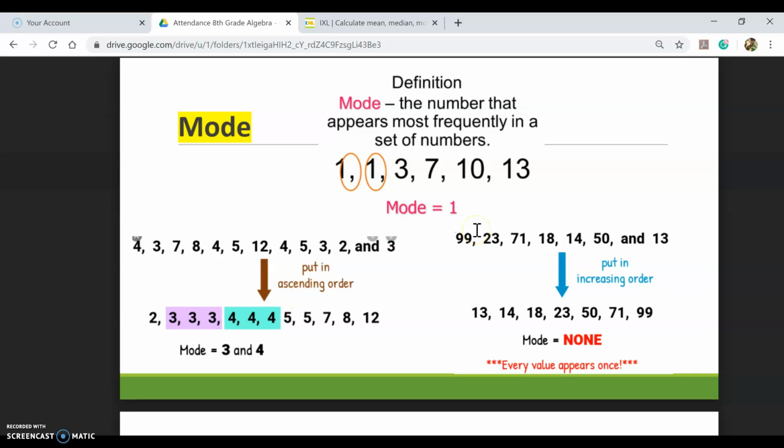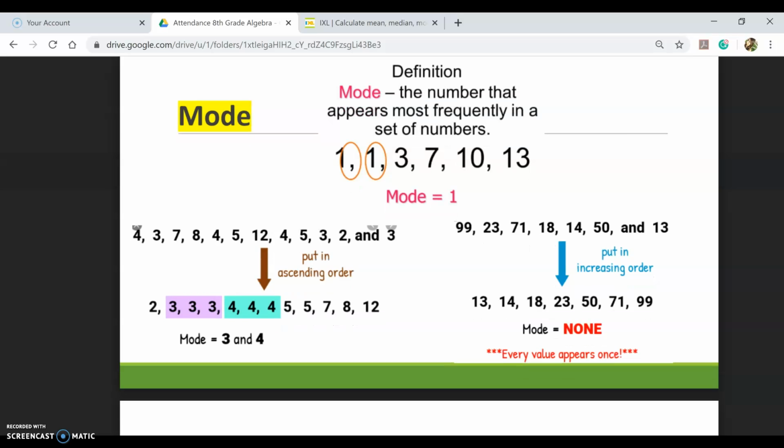Now, case 3 is if you put them in order and you try to find which one repeats the most, but there are no numbers repeating. That means the mode would be none because every value appears once. Or twice. If every value appears twice, then there's no mode anyway. So mode is the one that repeats the most, and you have 3 cases.